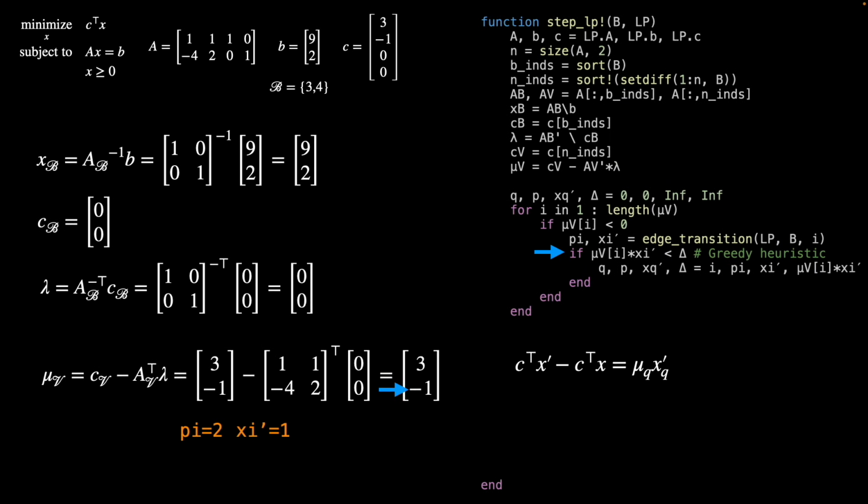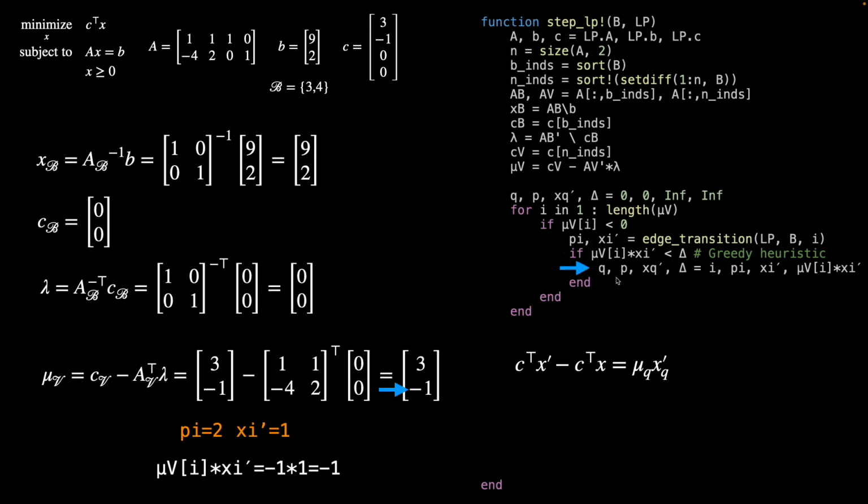Now, with this P XQ prime pair that we just found in the edge transition, we're going to go and compute the decrement in our objective. Okay, so what is the decrement in our objective? It's going to be the component of mu vi, so this is -1, that's where we left off here, times the xi prime that we just found, which was 1, that we just returned from edge transition. We're going to check, is that less than delta? Delta is the best decrement that we've seen so far in our objective, which we initialized to infinity, so yes, it is less than that.